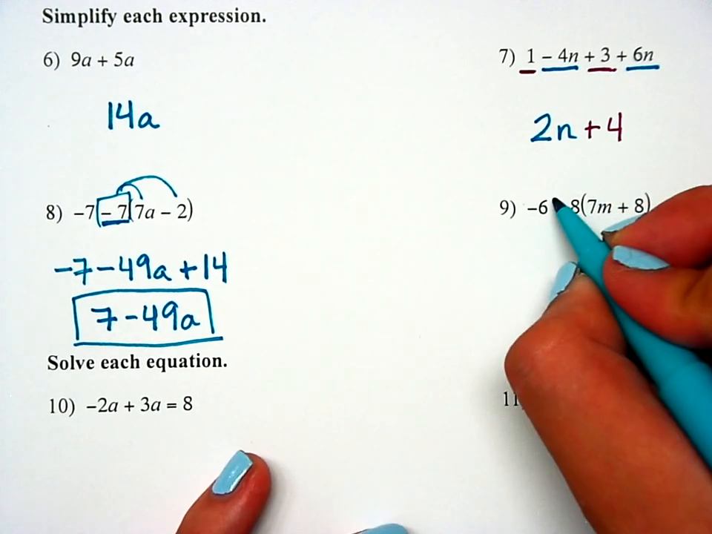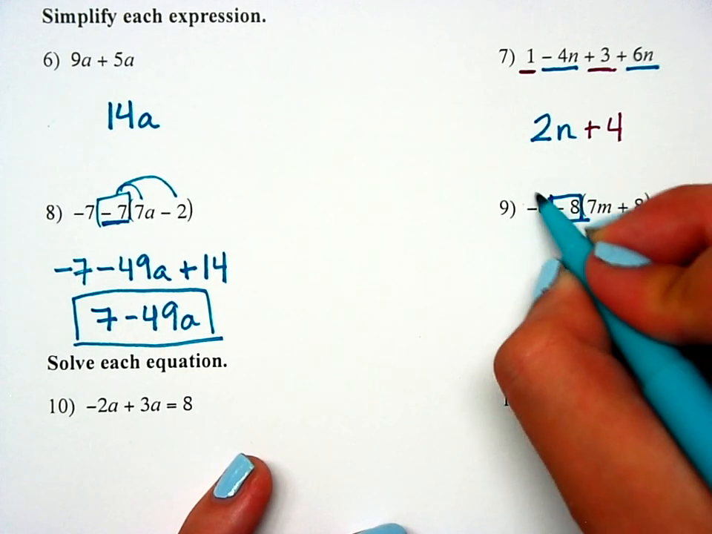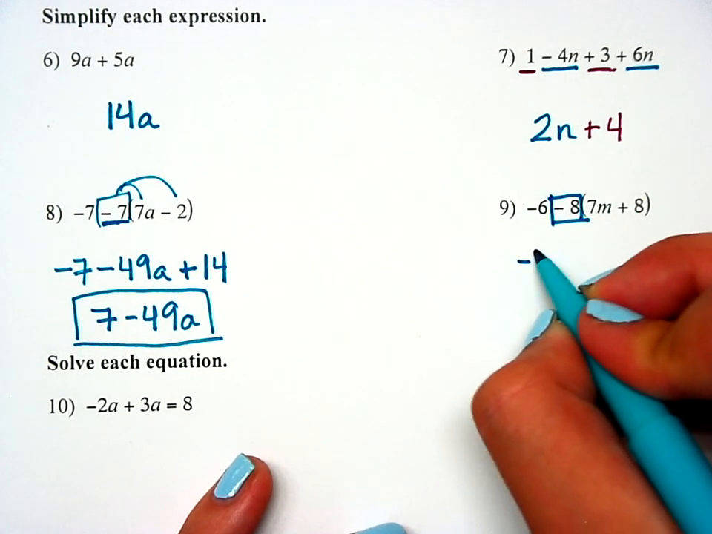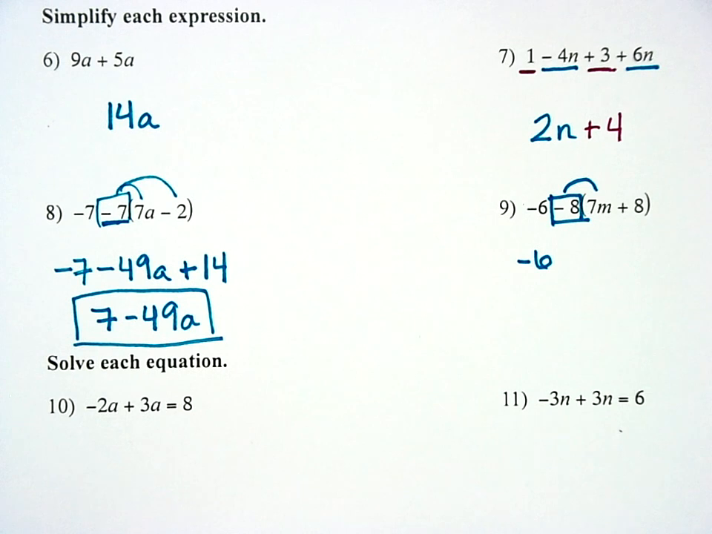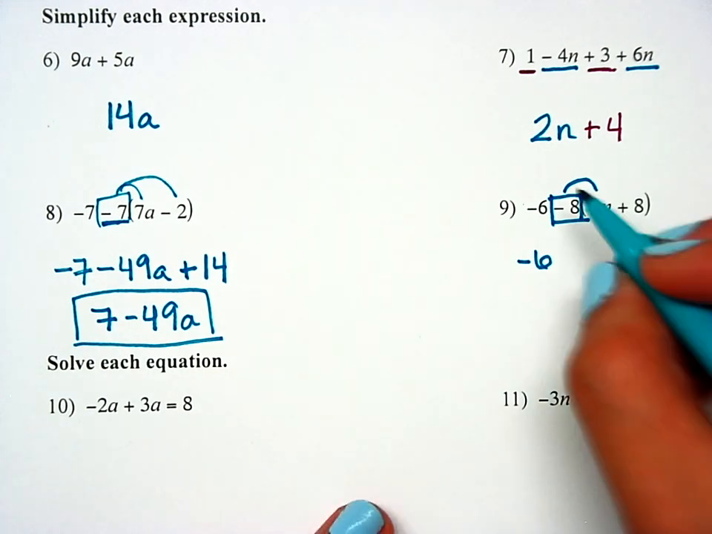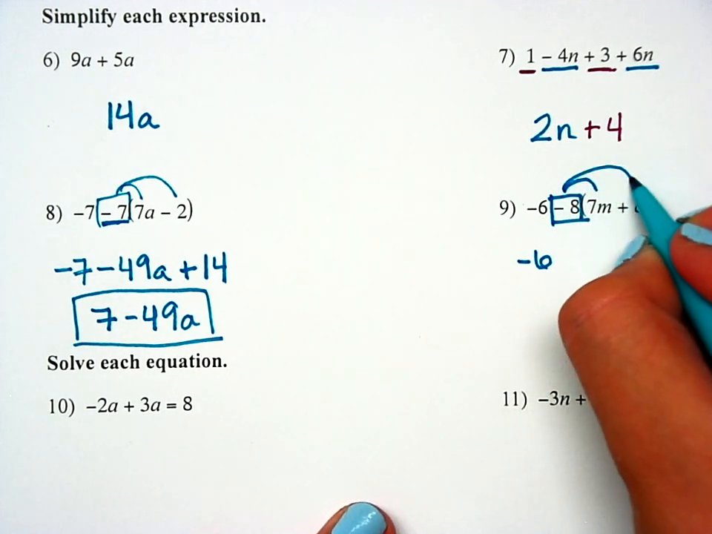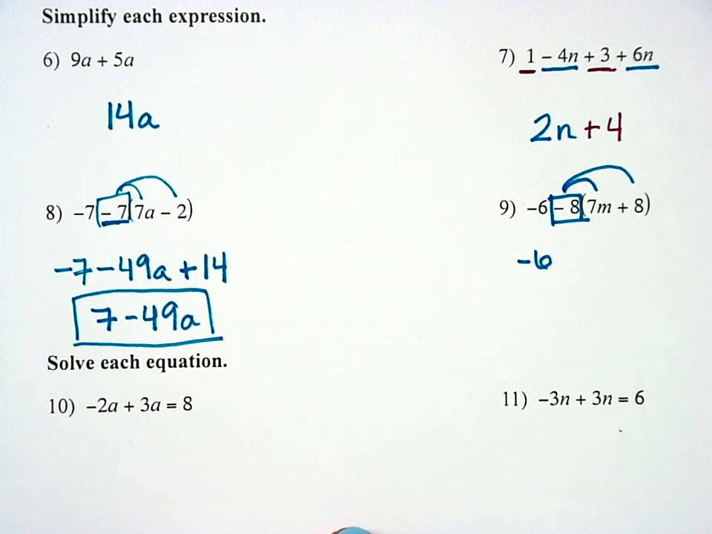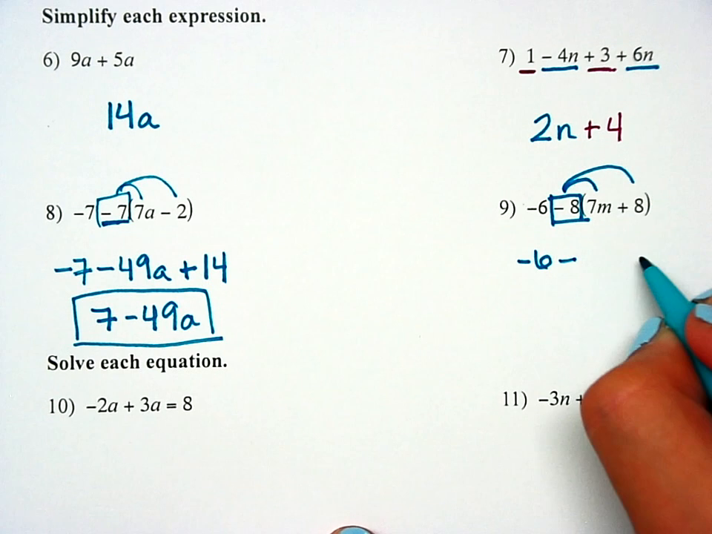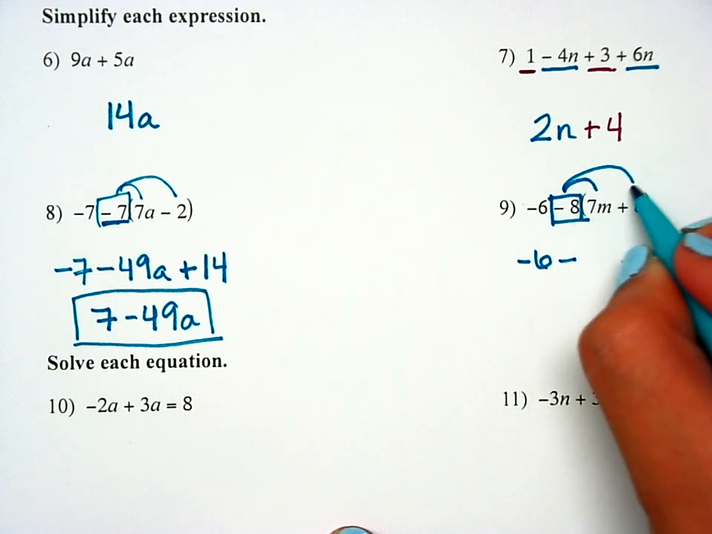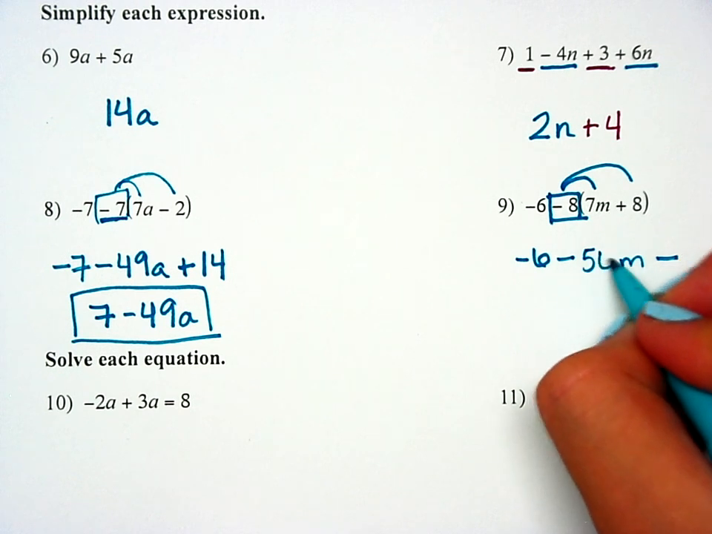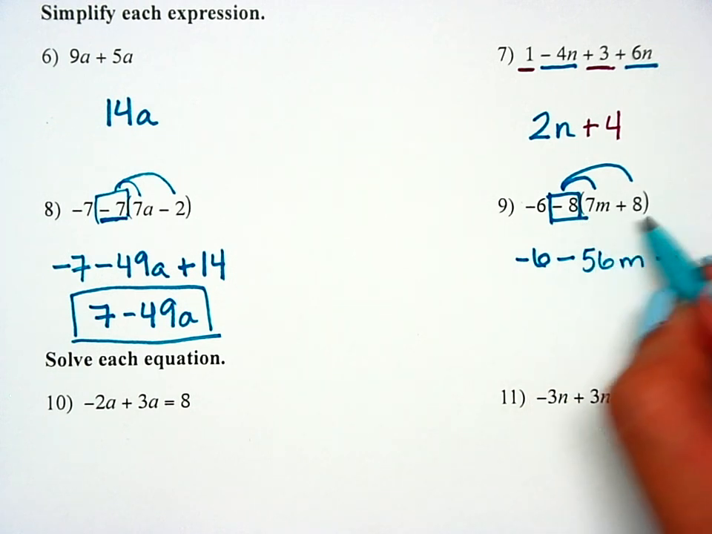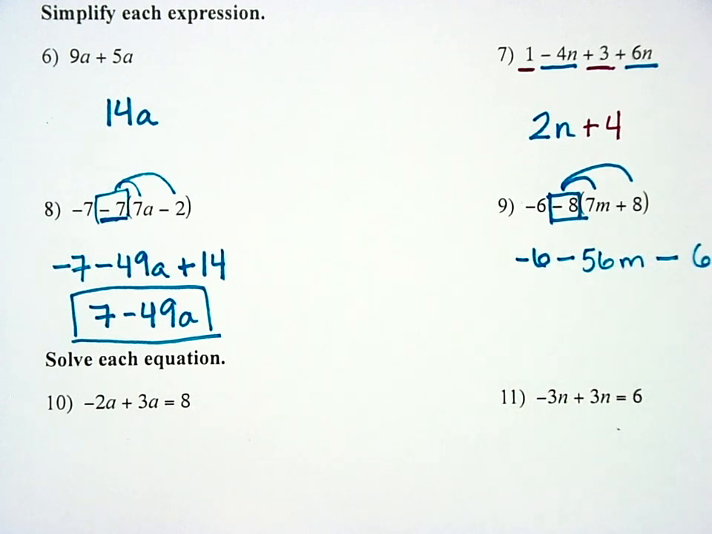Again, we need to distribute just this negative 8. This negative 6 is just being added on, so this negative 6 is going to stay out here. So let's distribute. Negative 8 times positive 7. Okay, and then we're going to do negative 8 and a positive 8. All right, so first I'm going to have a negative, and it's going to be an m, and then I'm also going to have a negative, okay? So this is 56 when I multiply these two, and this is 64 when I multiply these two, okay?